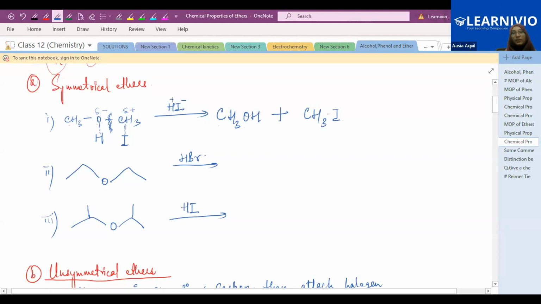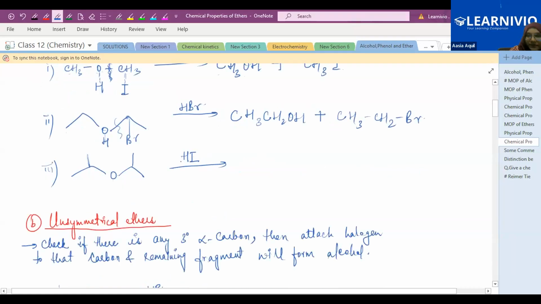Follow the same mechanism. Write it down in your notebook. CH3CH2OH, very good, plus CH3CH2Br. So hydrogen will come over here, and from here the bond will cleave. And this carbon will get the bromine attached. So you will get CH3CH2Br, and here you will get CH3CH2OH.